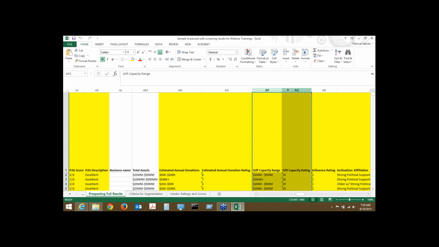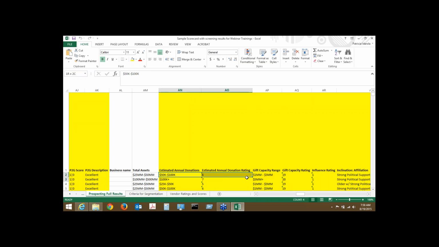So because they're weighting liquid assets heavier in the annual donation rating, and they're looking at all assets equally in the gift capacity rating, you can't do a one-to-one match and do the math and go 5 times this equals my gift capacity. So if you're looking at the file and thinking that these don't match, that's why.